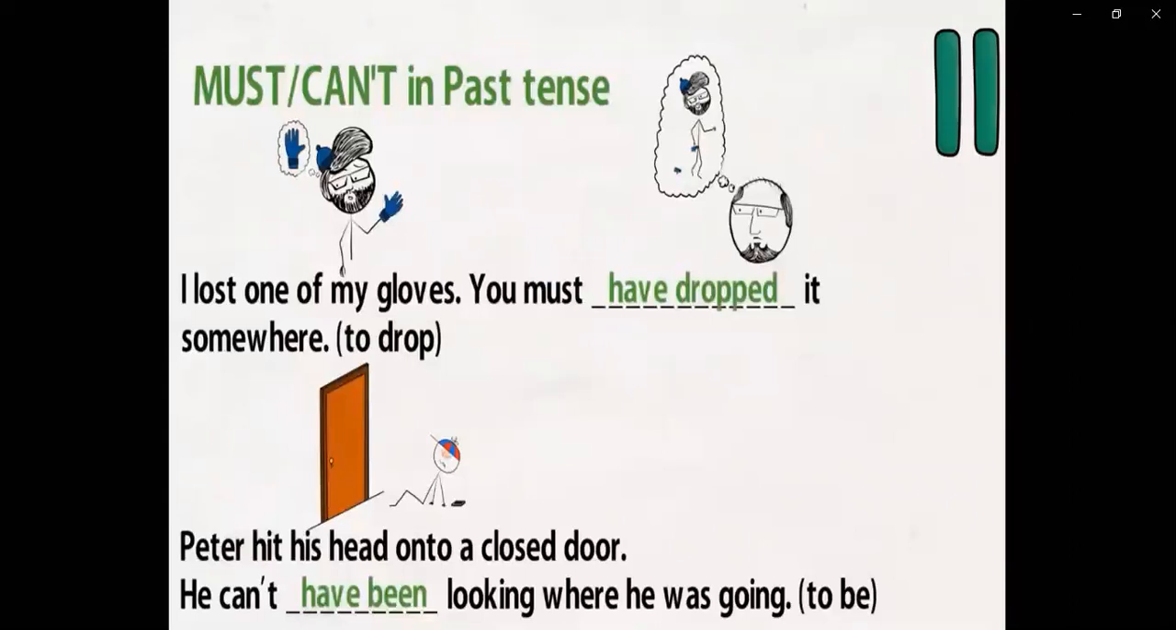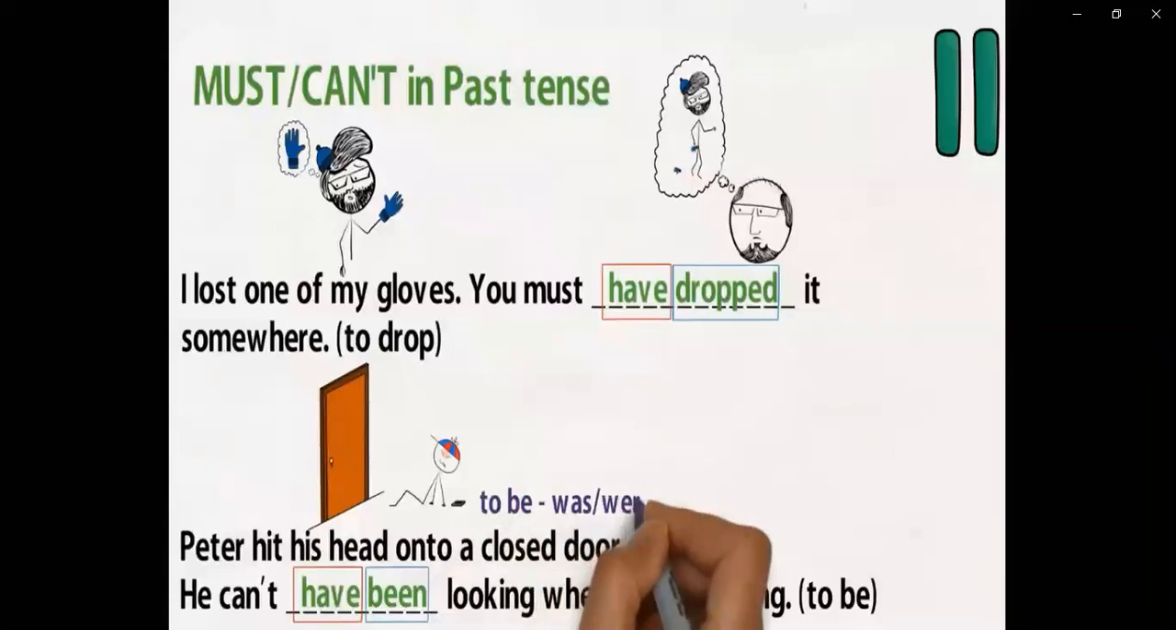As you can see here, the structure is a bit different. Both must and can't were followed by have. And then in the first example, we have past tense of the verb to drop. In the second example, we have been, which is the past participle form of the verb to be. Now, if you remember, to be is an irregular verb that changes like so: to be, was, were, been.